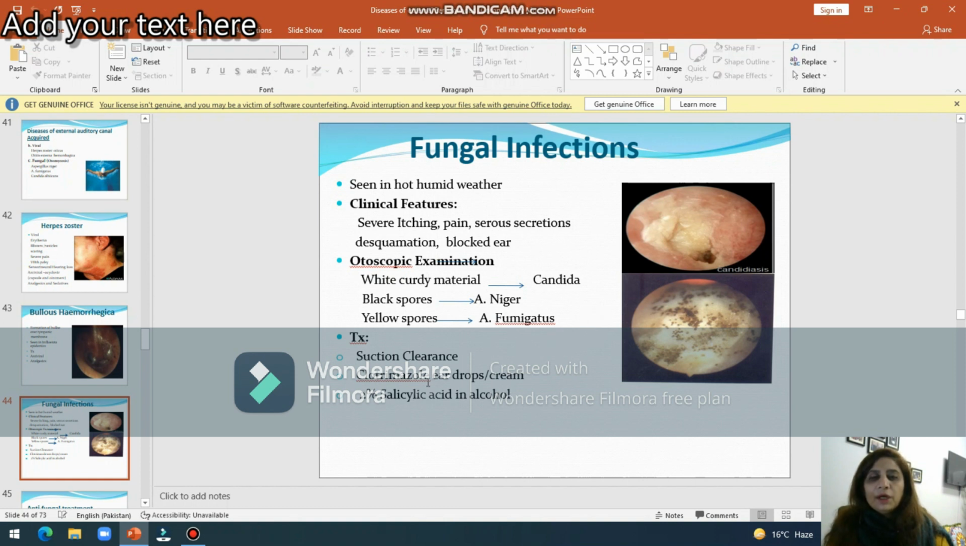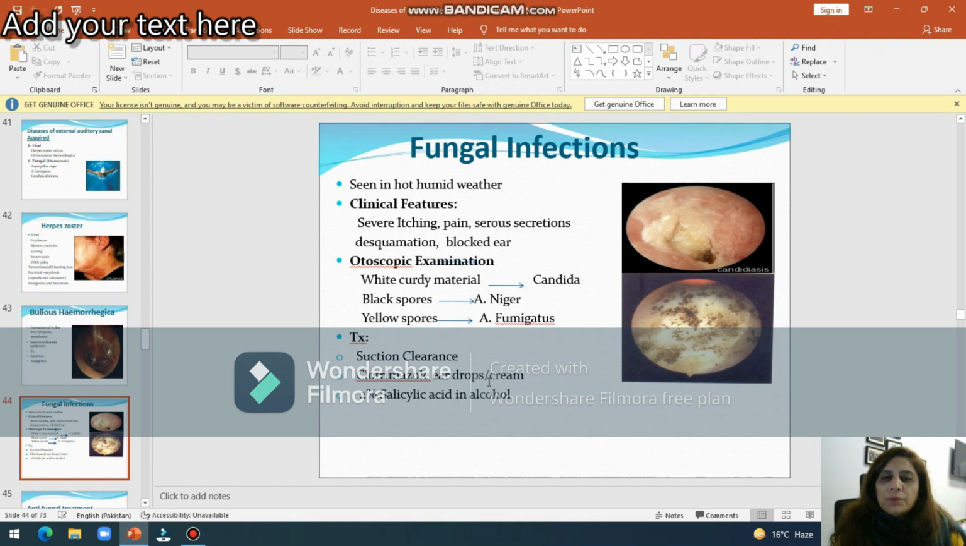So you will give clotrimazole, that is broad spectrum antifungal therapy, and you will give it in the form of drops. And in cases of resistance, if you are giving the treatment and the patient is not improving, then you can give 2% salicylic acid in alcohol. This salicylic acid will help in removing the epithelium of the external auditory canal, so it will remove the fungus.